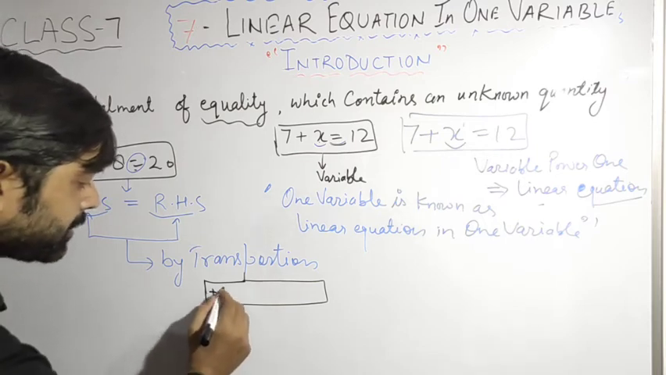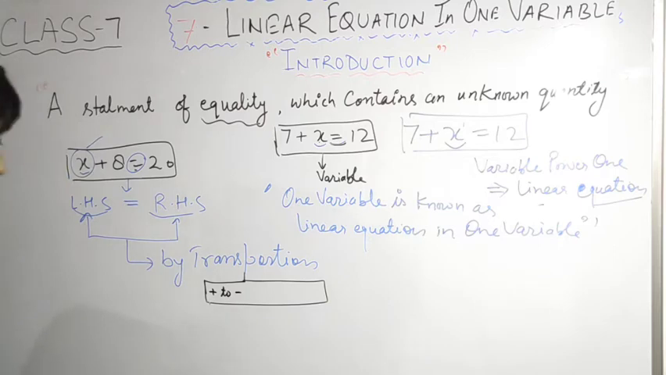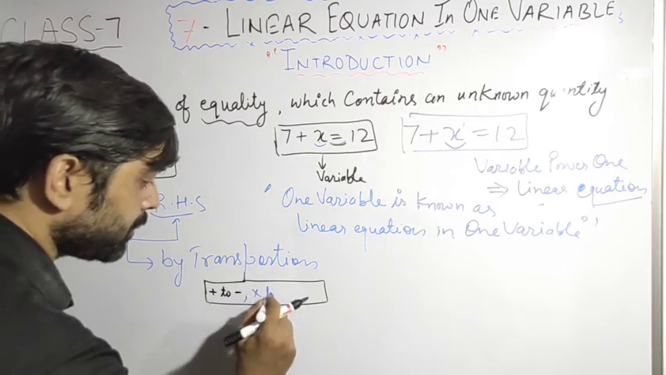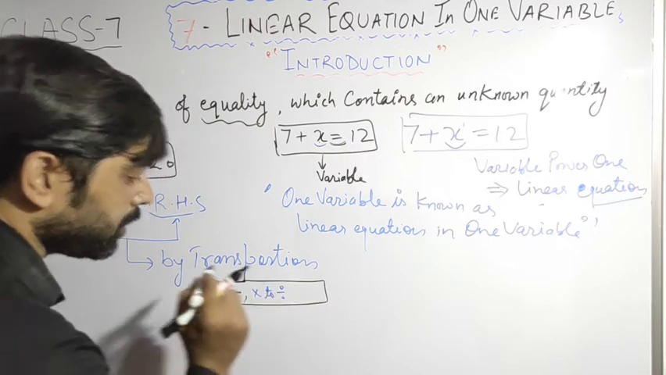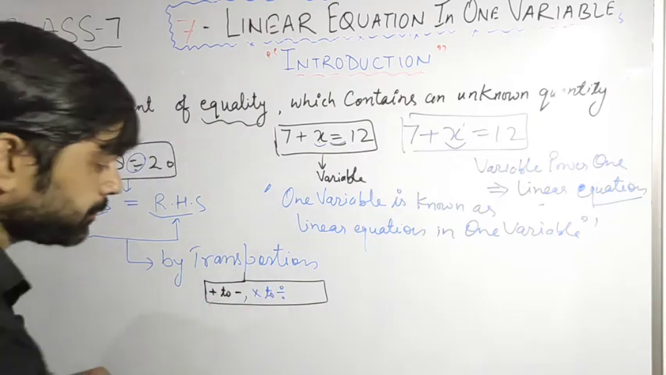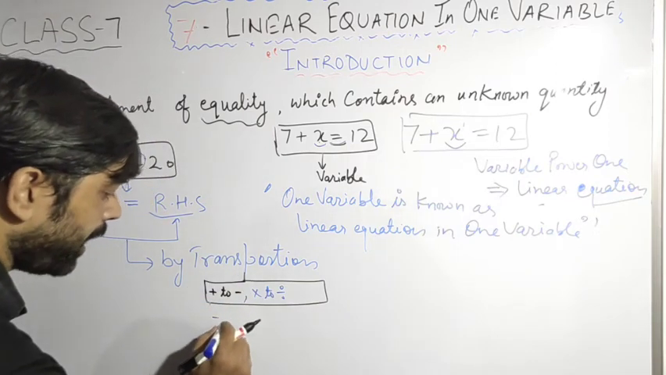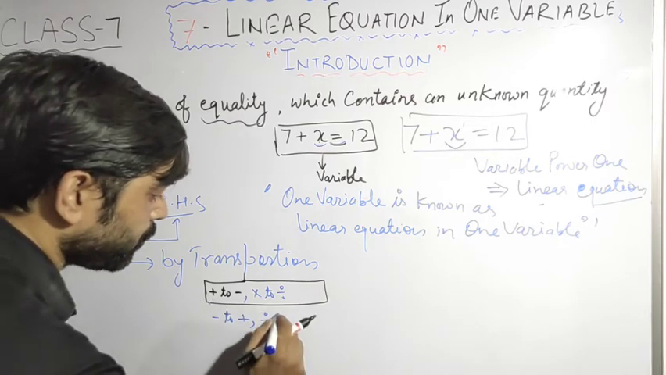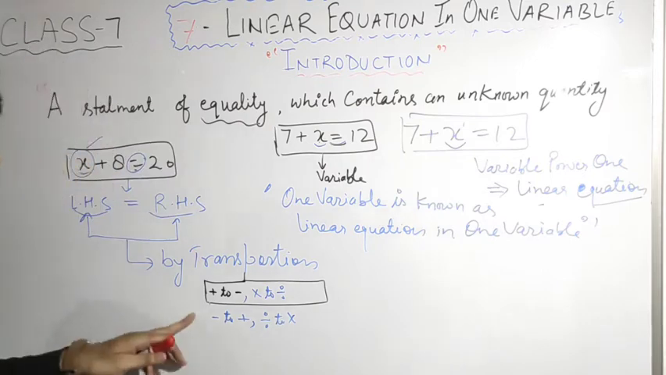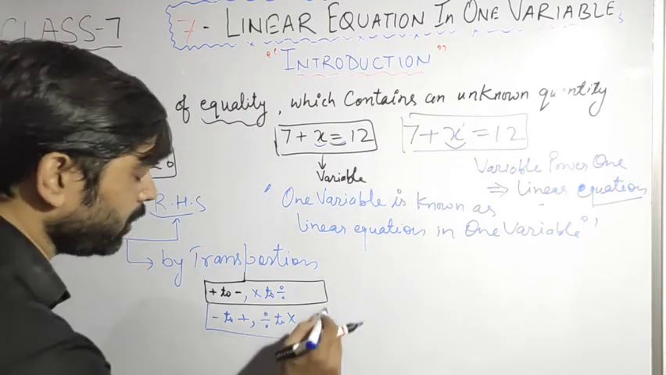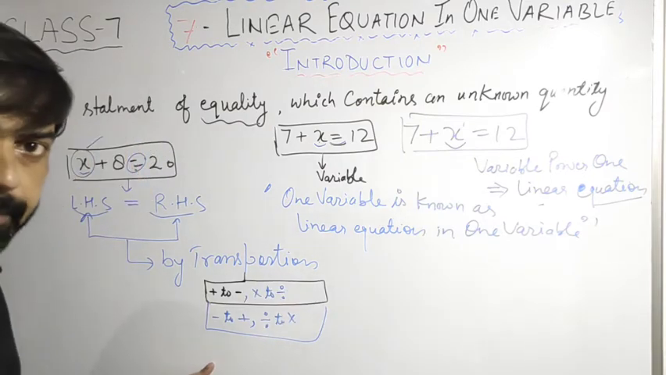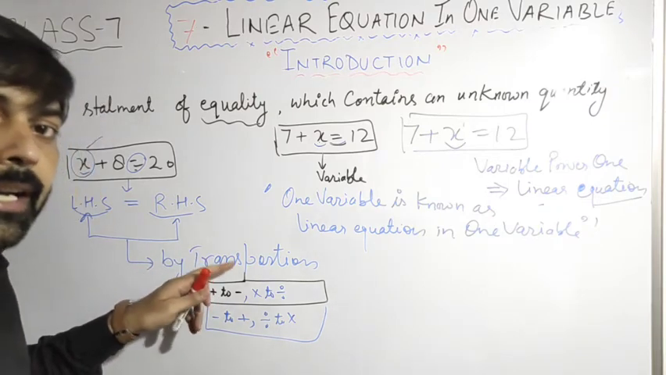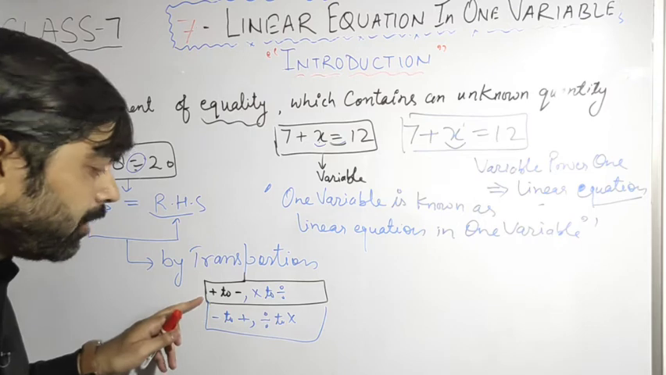How? Plus to minus, division to multiplication, and minus to plus, and division to multiplication. So this is the rule of the transposition method. When we solve any equation by this method, the transposition method, we follow this rule.